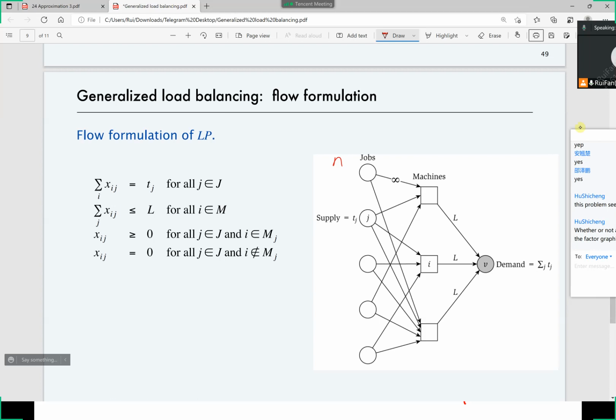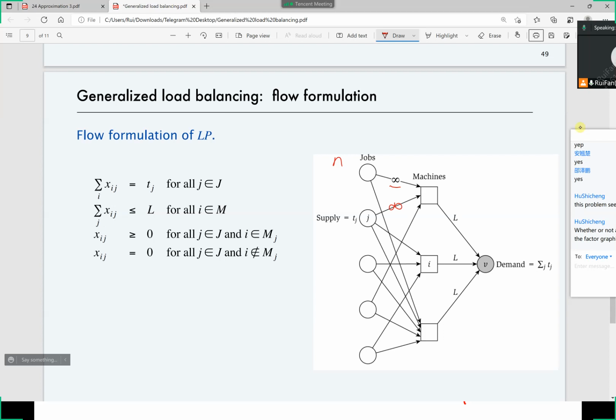And so the supplies are going to these machine nodes, right? And the capacity of the edge from the job to the machine is going to be infinite. All of these are infinite. However, the capacity from the machine to this artificial demand node is going to be at most L, or exactly L. And so what is this capturing?